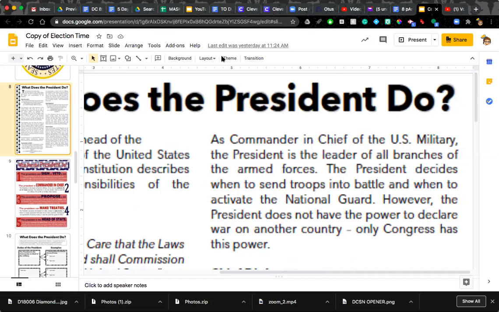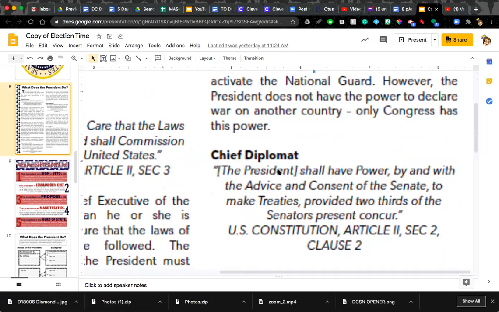Good. So again, here's a bit of the balance, those checks and balances. The president can say, I'm going to send troops into battle, but he cannot say, we are going to be at war with you. Only the Congress can do that. Congress is a larger group of people, so there has to be a lot of discussion and a lot of voting to figure out if we're going to go to war or not. So the president can send in troops or the National Guard, but he cannot declare war.